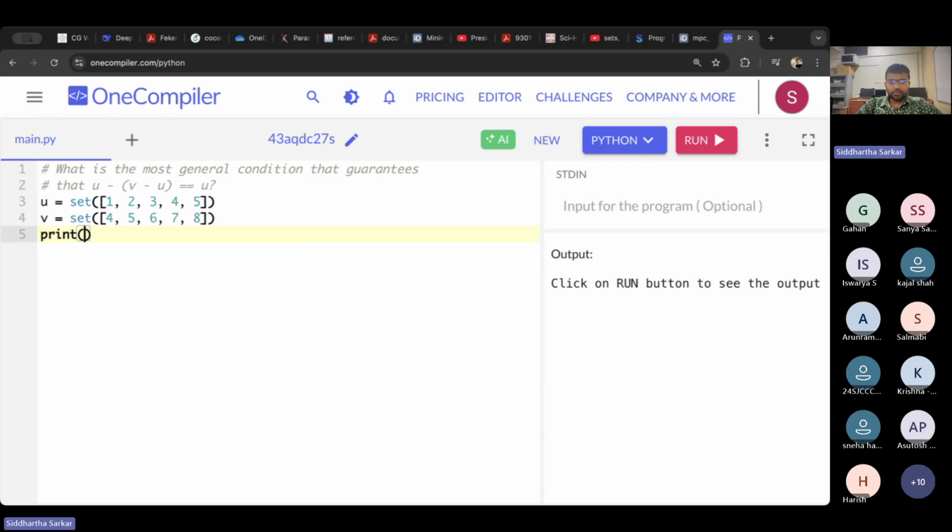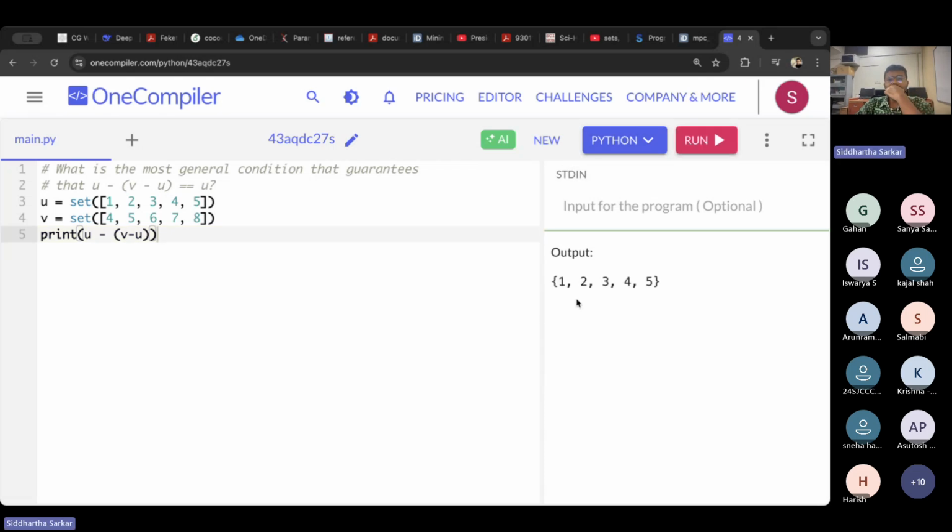So let us print V minus U first. So what should be in V minus U? 6, 7, 8. Yeah, so we have 6, 7, 8. The order doesn't matter. We have 8, 6, 7 anyway. We can sort it, but yeah, we have 6, 7, 8 because it's a set. It's not really ordered.